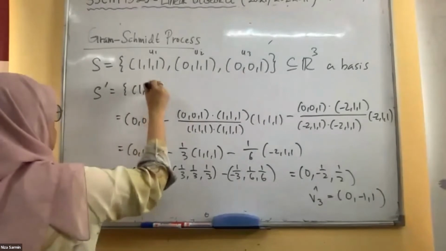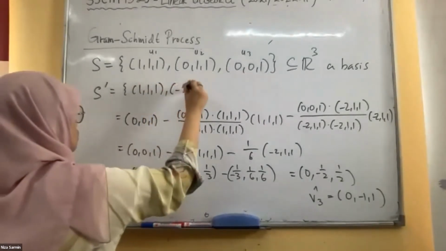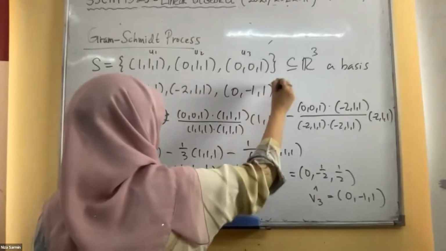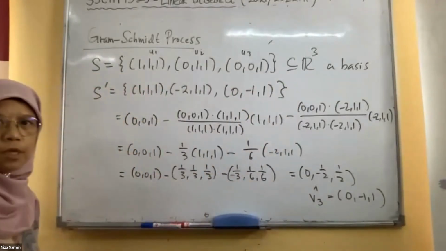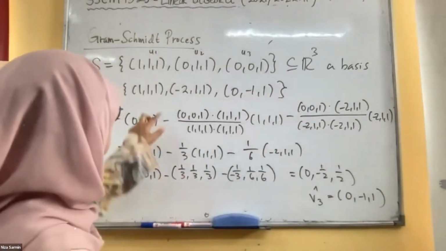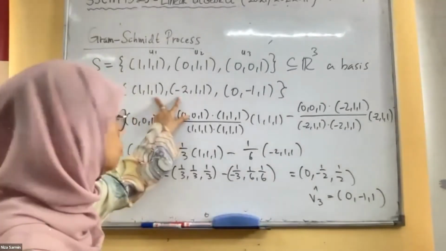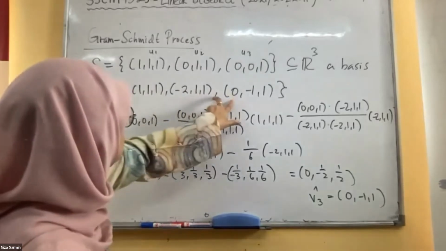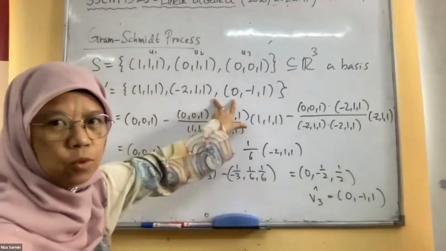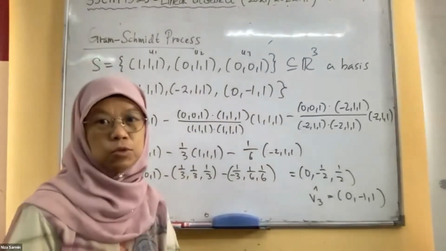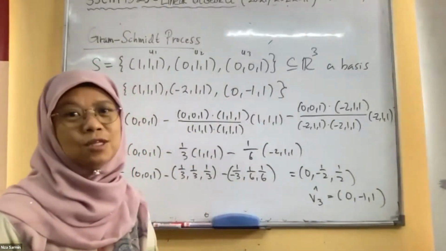So this is 1, 1, 1, -2, 1, 1, 0, -1, 1. You can check your answer. Multiply these two, you get -2 plus 2 plus 2, 0. Multiply these two, -1 plus 1, 0. Multiply this, -1 plus 1, 0. So this is orthogonal.